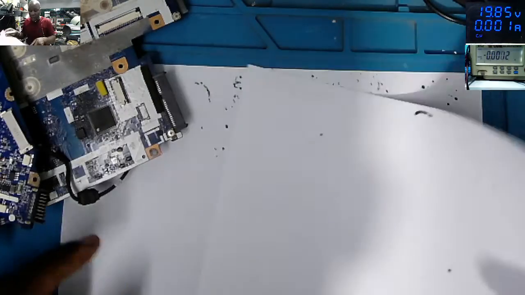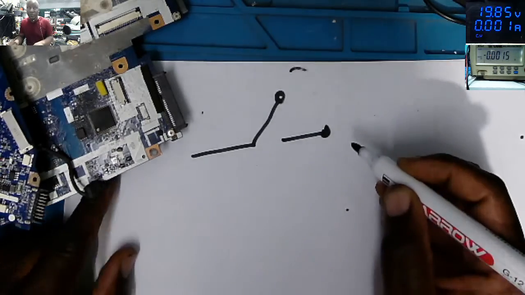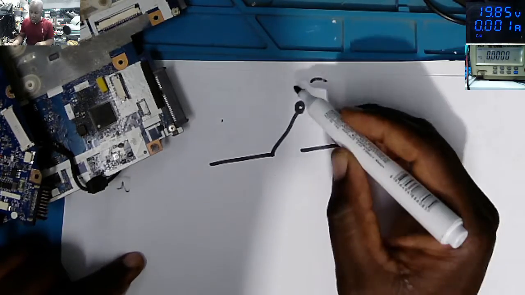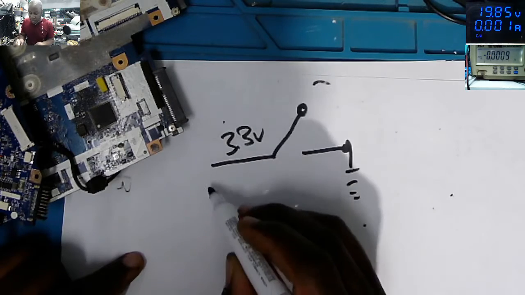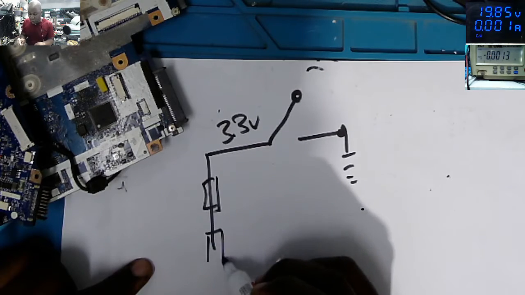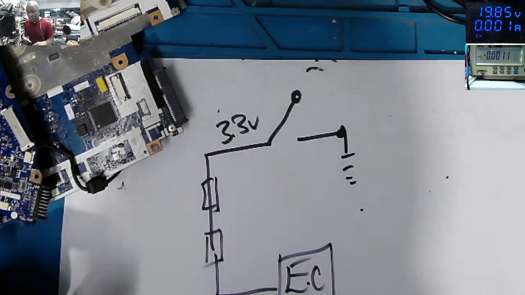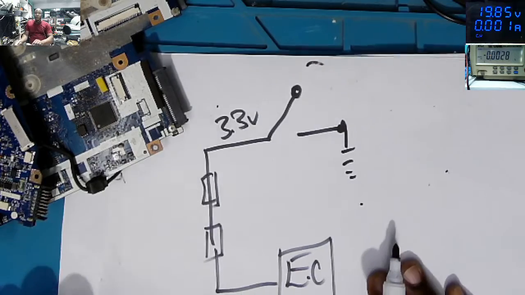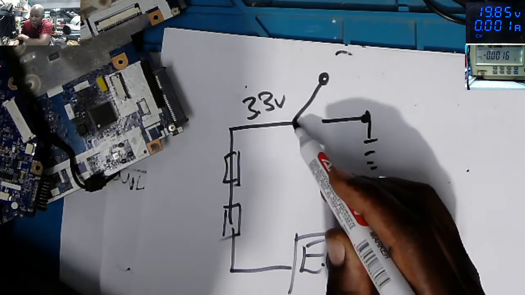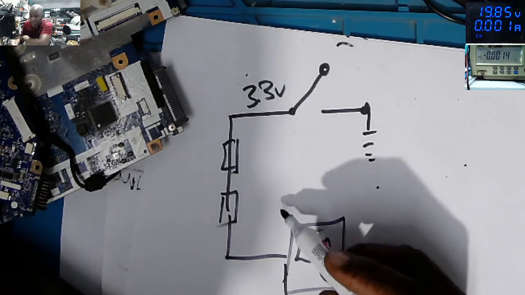So we have a power button like this. And here it is connected to ground. This is ground. This is the 3.3 volts which is coming. Maybe we have some resistors here in serial mode, and it's coming straight from the EC chip. This startup signal, which is going to the switch, the 3.3, is coming straight from the EC chip, the startup chip.